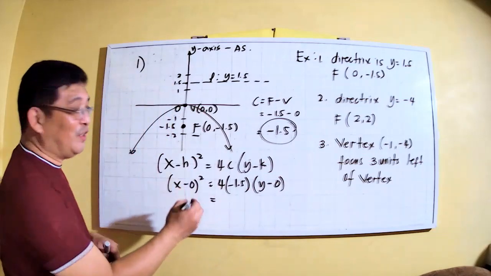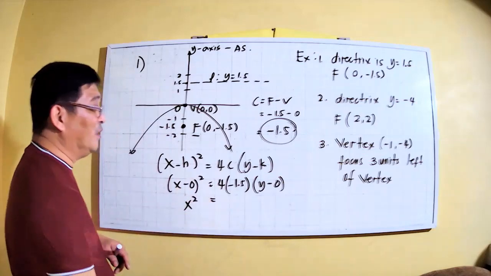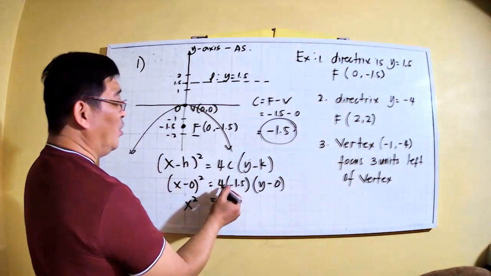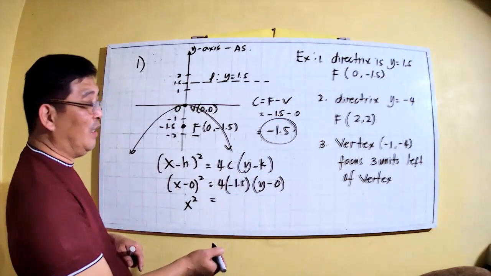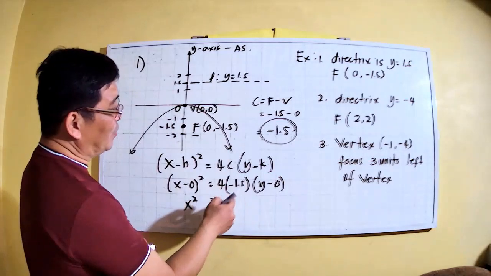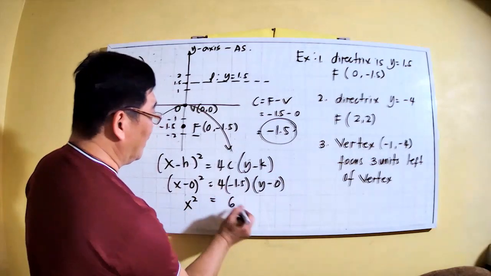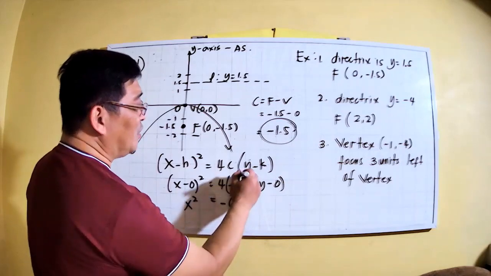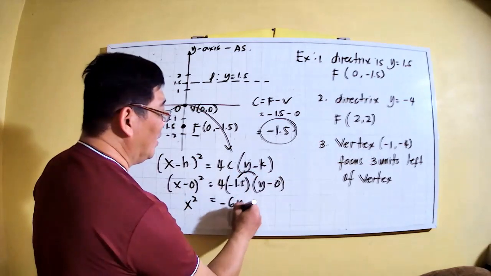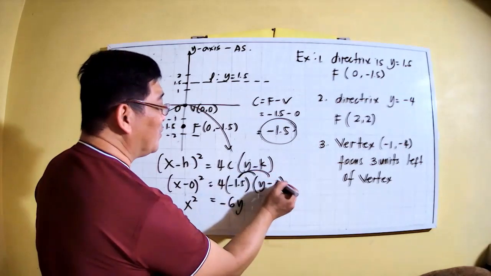This one, X minus 0, is X squared. And then this one is 4 times 1.5, that is 1.5 times 2 is 3, that is 6. That is negative. And then distribute this, and then distribute this, this will become 0.